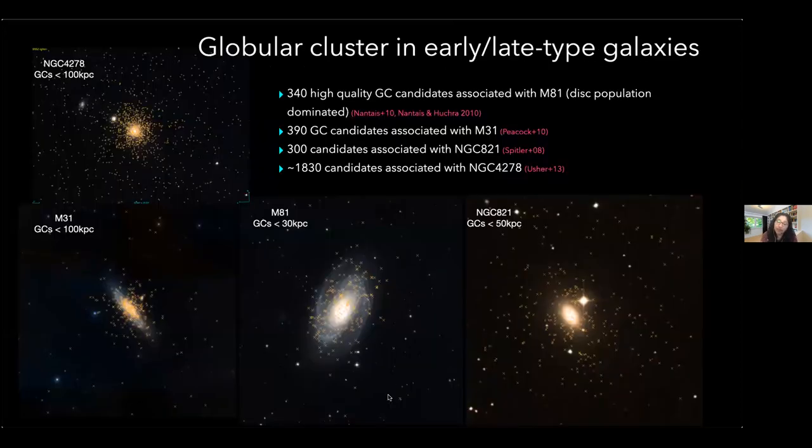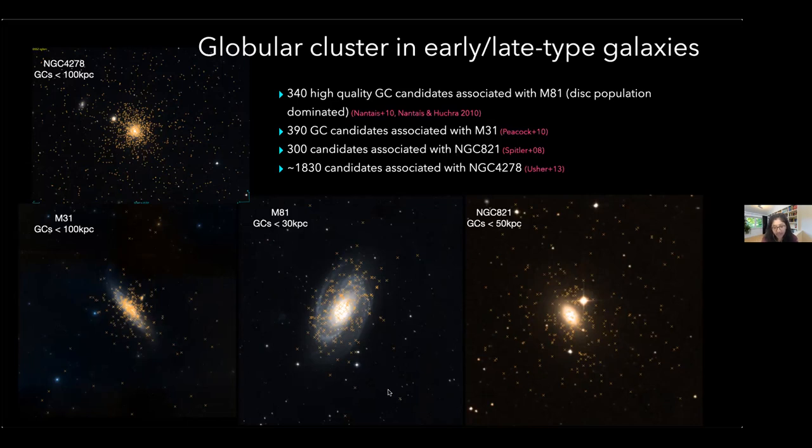And finally, motivated by the discovery of an FRB in a globular cluster, we compared the host normalized distributions of FRBs with that of globular clusters in both late and early type galaxies. So we used the published globular cluster data associated with spirals such as M81 and M31, and then elliptical galaxies such as NGC 4278 and NGC 821. And here, this tells us, for example, in M81, most of the globular clusters are less than 100 kiloparsec from the center. So that tells you the maximum offset for the globular clusters from the center of that particular galaxy.